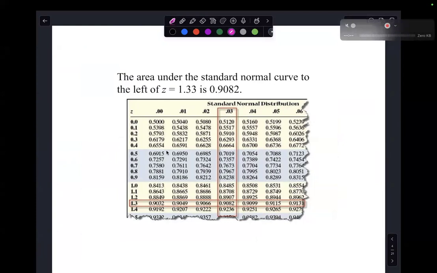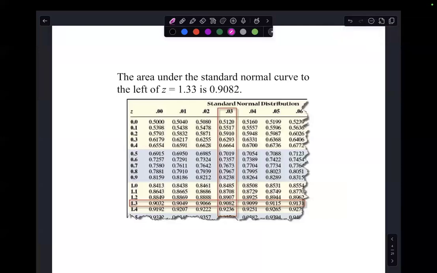So you're going to go down the left side. This gives you the whole number and the tenths of the Z-score. So we're looking for 1.33. We're going to go down the side till we see 1.3, and then you go over to the column that's 0.03, and you will see 90.82% of all people have an IQ of less than or equal to 120. I forgot the number for a minute.